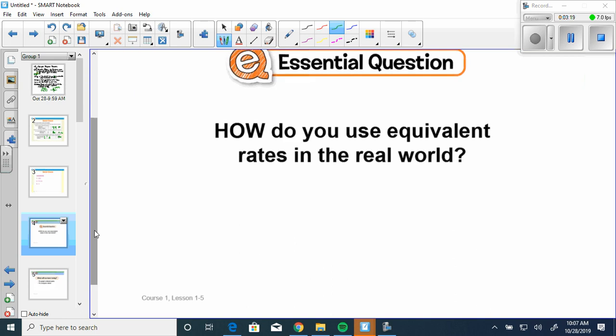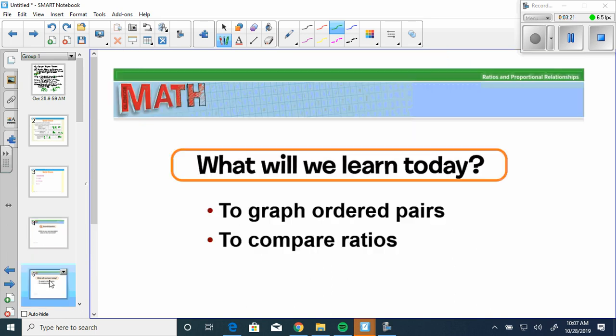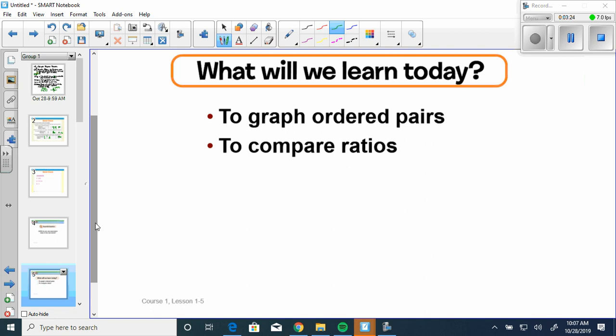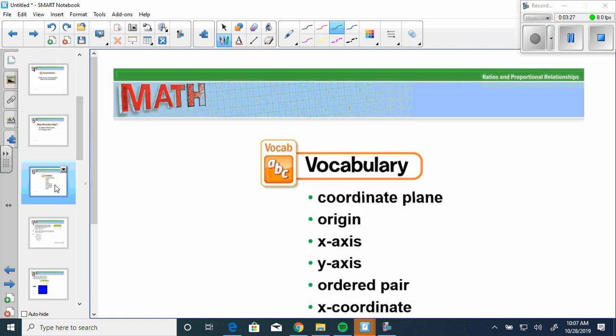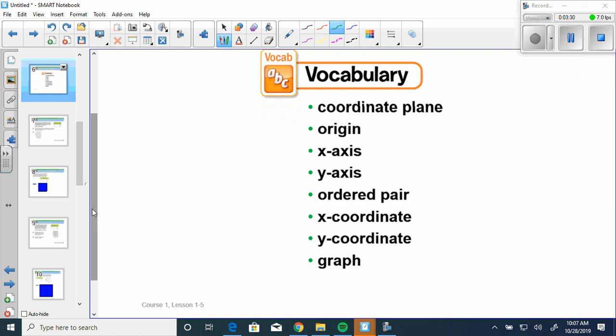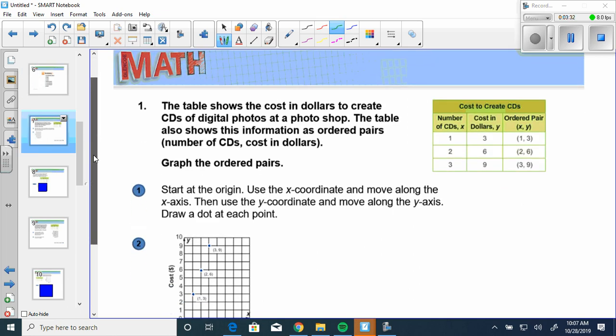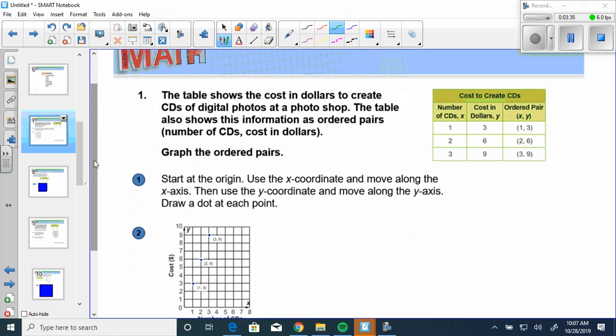Our question of the chapter: how to use equivalent rates in the real world. Right now we're about to see how we can graph ordered pairs and compare the ratios doing that. Our terms that I defined a little bit ago. The table shows the cost in dollars to create CDs of digital photos at a photo shop. The table also shows this information as ordered pairs. So here is our information, and then we get it in ordered pairs. So we have our X, and then our Y, and that's how we put it in our ordered pair: number of CDs and cost in dollars.